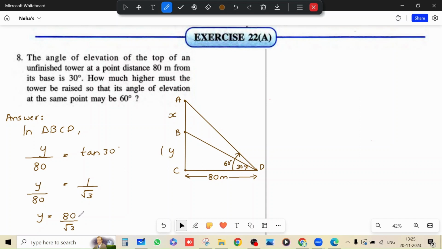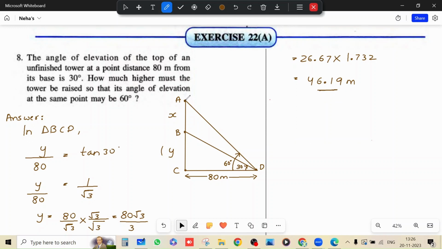Whenever we see root signs in the denominator, we should first rationalize. So we multiply by root 3 in the numerator and denominator. So this will become 80 root 3 by 3. This will reduce our time of doing the calculations and will be easier to calculate. Now we know that 80 divided by 3 is equal to 26.67, and the value of root 3 is 1.732. So this is equal to 46.19 meters.